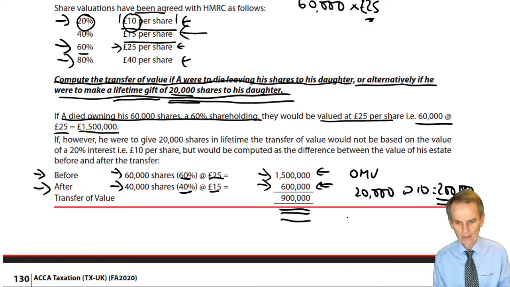As we'll go on to learn, and as I've briefly mentioned, but we'll go on to look at the detail of this. This is a lifetime transfer. And such a gift to the daughter there will be labelled a potentially exempt transfer. Don't bother to write that down. I'll be talking you through the notes on it later.